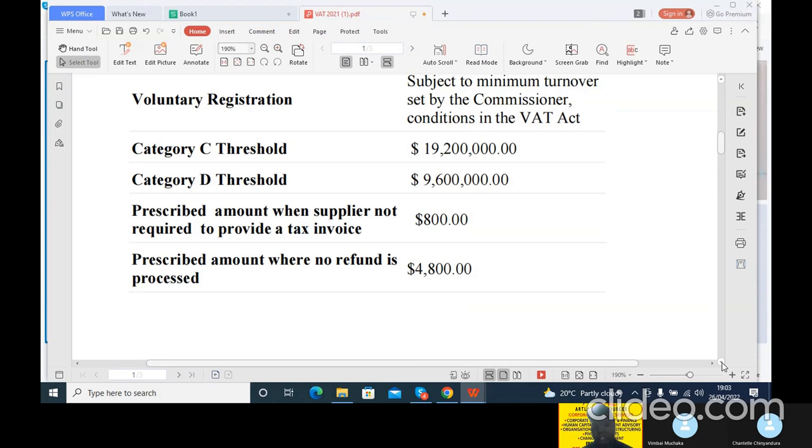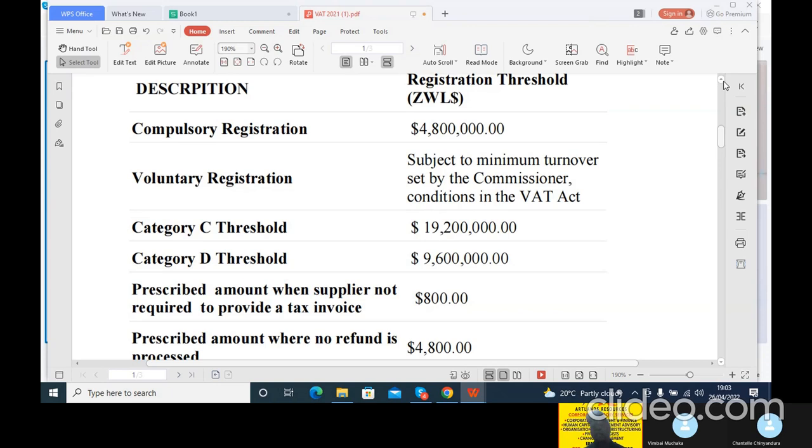So, take note of these registration thresholds. Can you take a snapshot of this? Can someone take a picture of this? Just take it on Skype. I'm waiting for someone to take a snapshot.